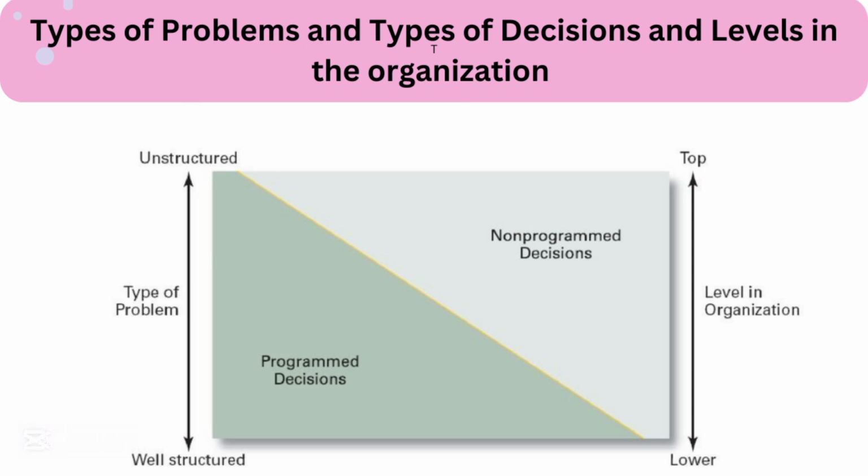Types of problems, types of decisions, and levels in the organization. There are basically two types of problems: unstructured and well-structured. There are basically two levels in the organization: top level and low level. There are basically two types of decisions: programmed decisions and non-programmed decisions.